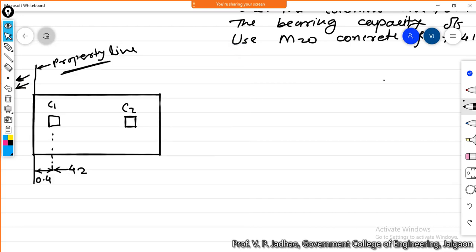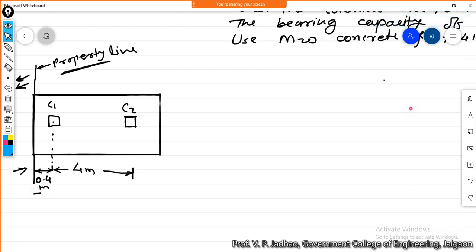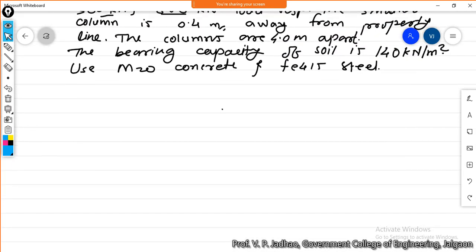This particular distance between C1 and C2 is 4 meter, and the distance of the center line of this particular column C1 from the property line is 0.4 meter. Okay, so this is the restriction over the width of your footing in longitudinal direction.